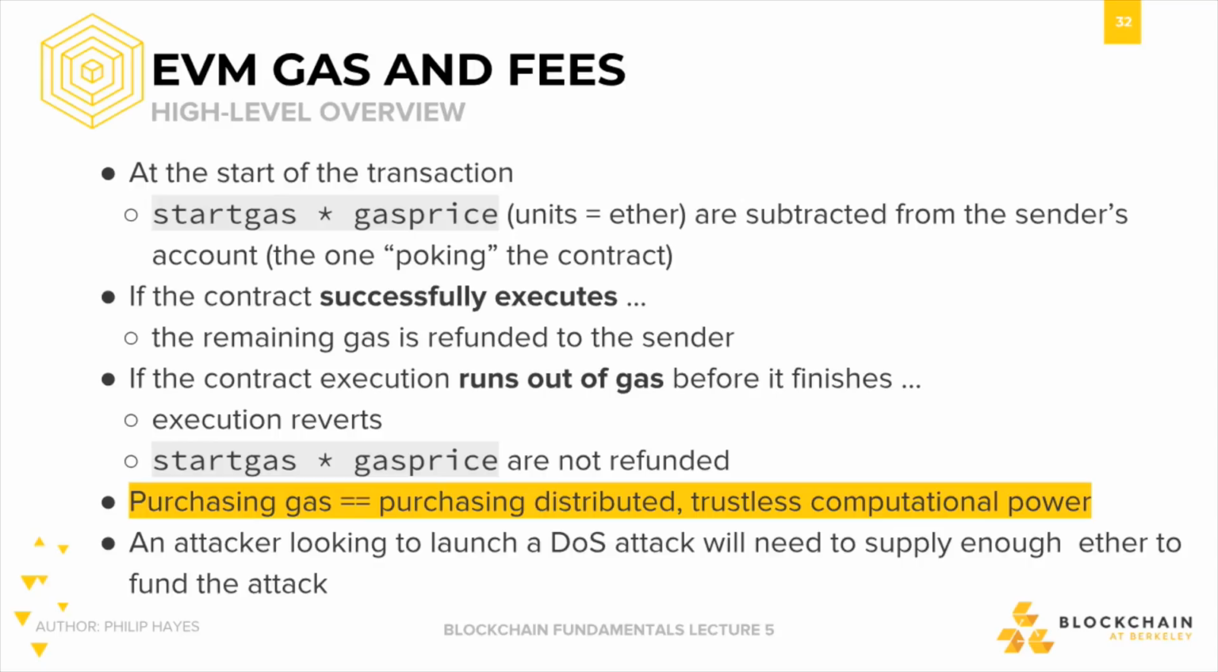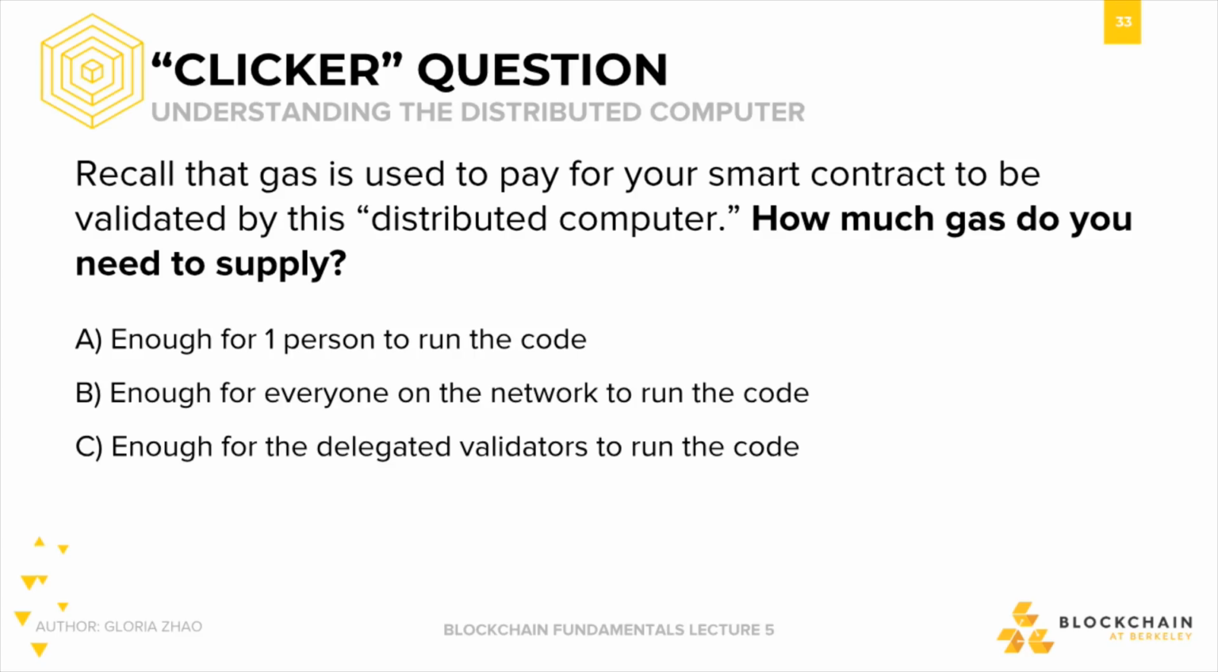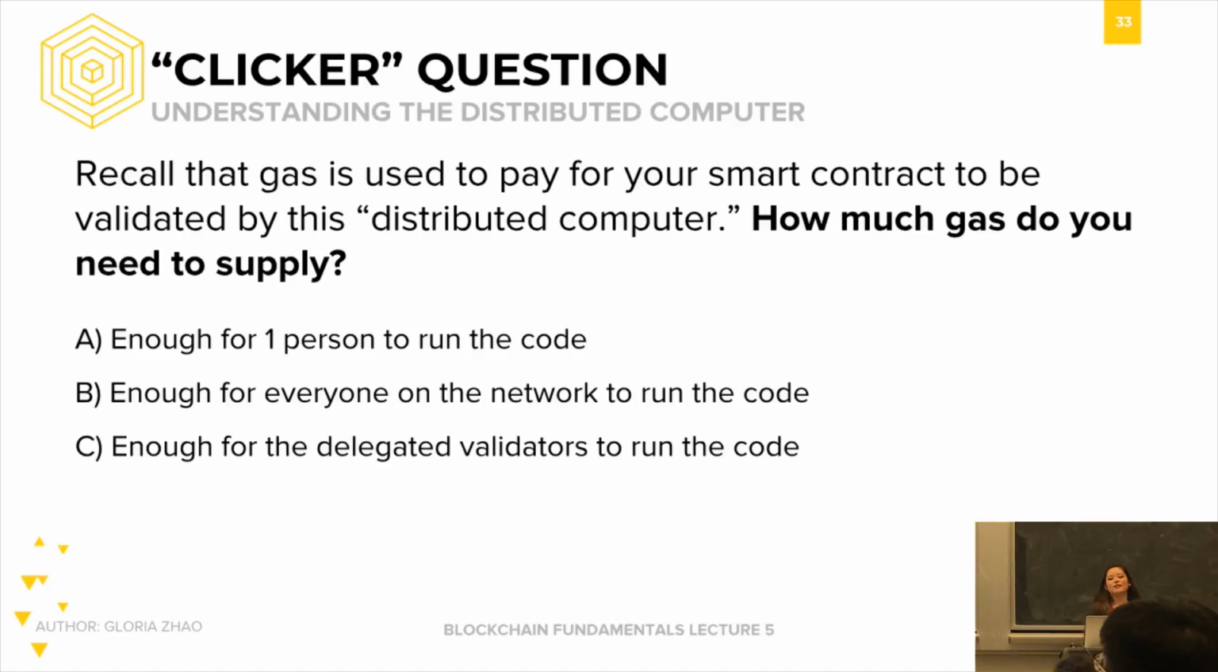Okay, I'm going to move on. So I have a clicker question. Test your knowledge. Recall that gas is used to pay for your smart contract to be validated by this distributed computer. Remember, it's a distributed computer, so everyone runs this. But how much gas do you need to supply? Enough for one person to run the code, for everyone to run the code, or just the delegated validators to run the code? What would your answer be? Maybe talk amongst yourselves, come up with a good answer, and then I'll poll.